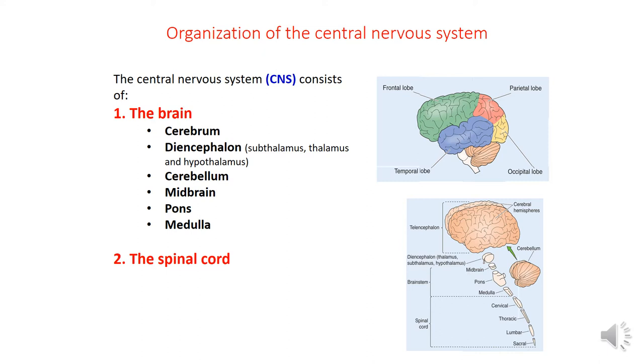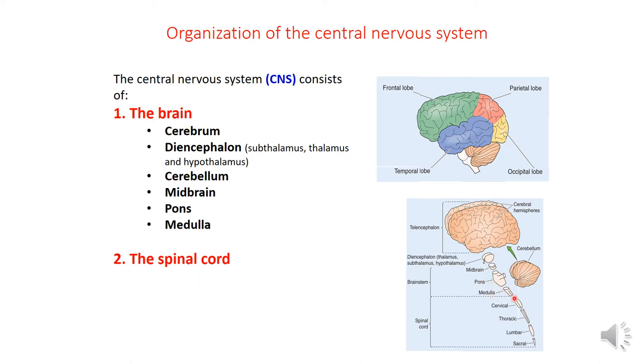Anatomical classification of the nervous system. We mentioned previously it is formed of the central nervous system and the peripheral nervous system. If we look at the central nervous system, it is formed of the brain and the spinal cord. The brain includes the cerebrum, diencephalon, which includes subthalamus, thalamus, and hypothalamus, cerebellum, and brain stem that's formed of midbrain, pons, and medulla oblongata. So we have the cerebrum, the diencephalon, the cerebellum, midbrain, pons, and medulla oblongata.